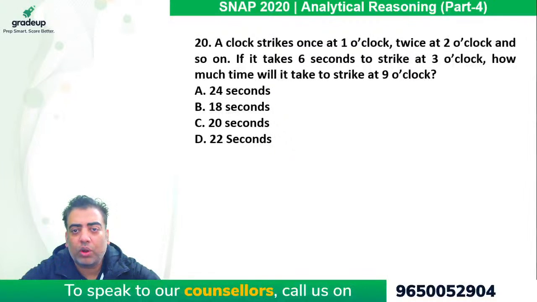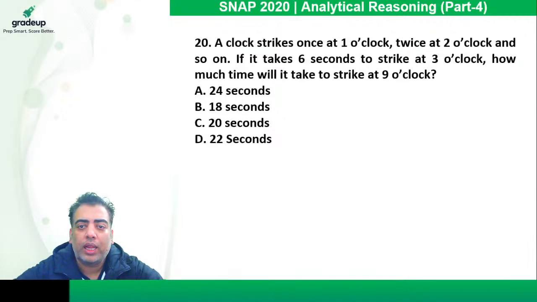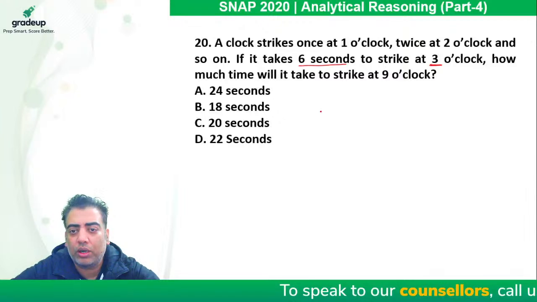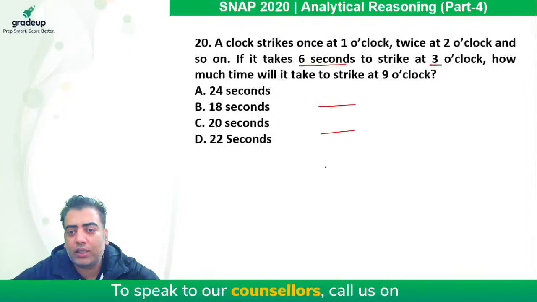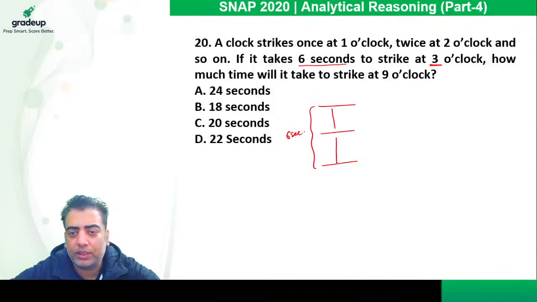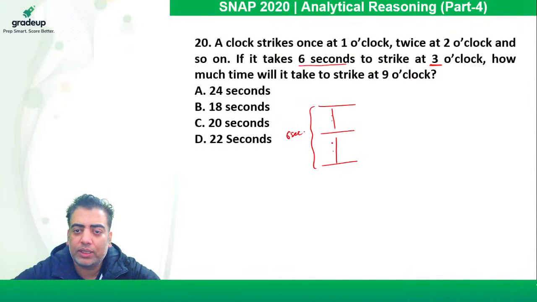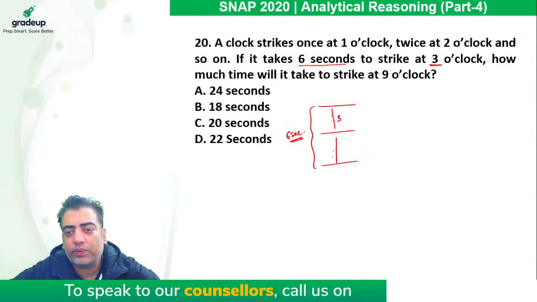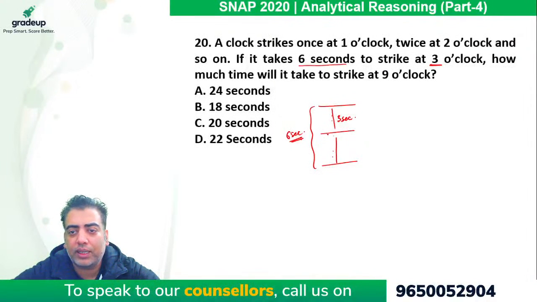Here it says a clock strikes once at 1 o'clock, twice at 2 o'clock, and so on. If it takes 6 seconds to strike 3 o'clock, so at 3 o'clock there will be 3 strikes, and the total duration is 6 seconds. In these kind of questions, we just need to observe the number of intervals. As there are 2 intervals between these 3 strikes, and the length of these intervals is 6 seconds, which means the length of each interval will be 3 seconds.